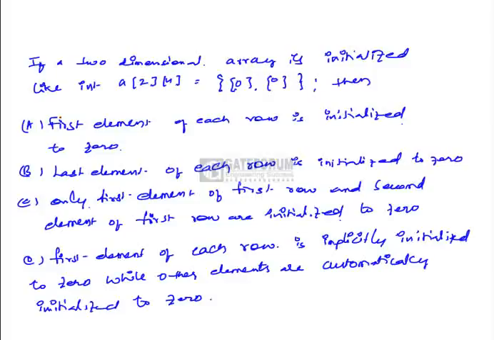Option B, last element of each row is initialized to 0. Option C, only first element of first row and second element of first row are initialized to 0. And option D, first element of each row is implicitly initialized to 0, while other elements are automatically initialized to 0. Here the correct option is option D.